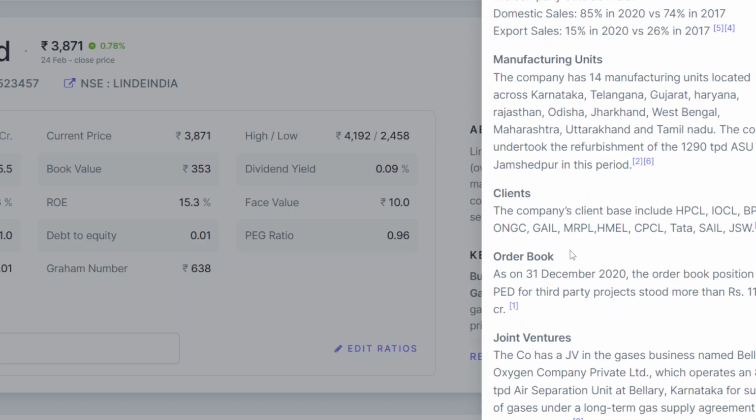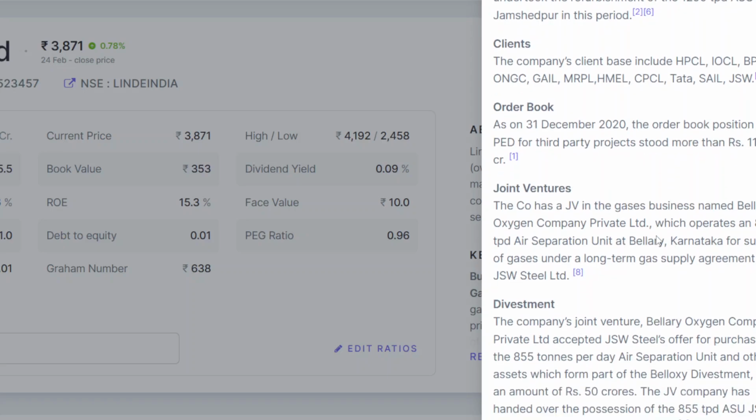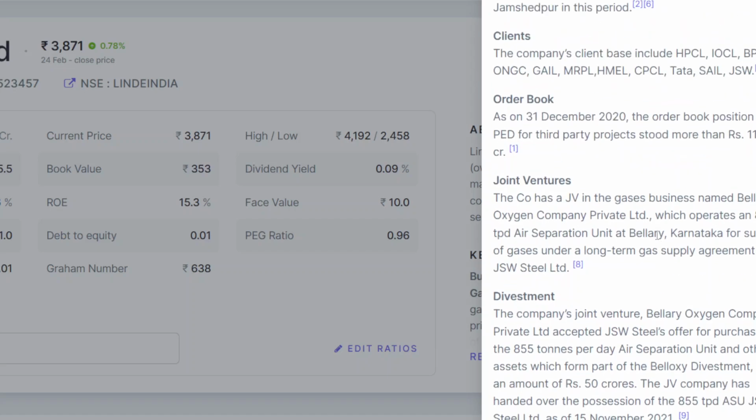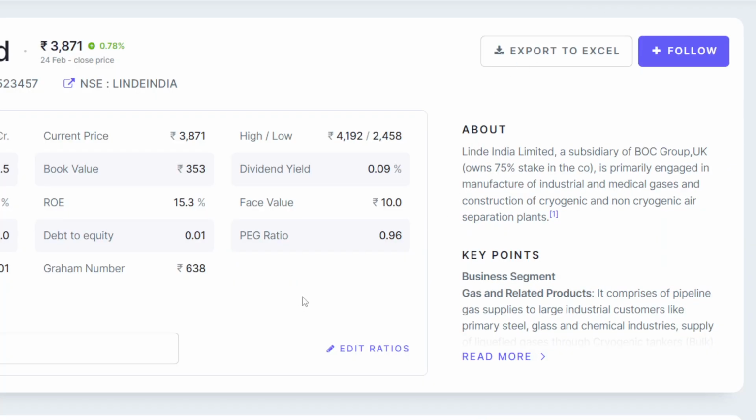Then the clients: ONGC, HPCL, of course the oil companies, but apart from that also Tata, SAIL and JSW. That's a primary overview of the business it does. Okay, with that we'll get into the fundamental aspect.